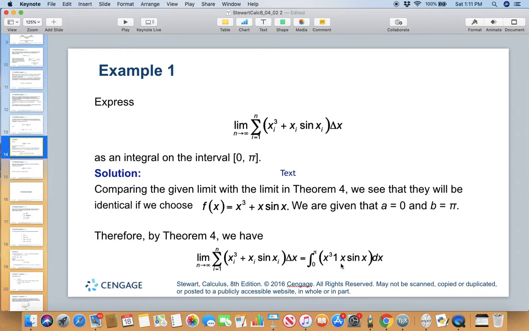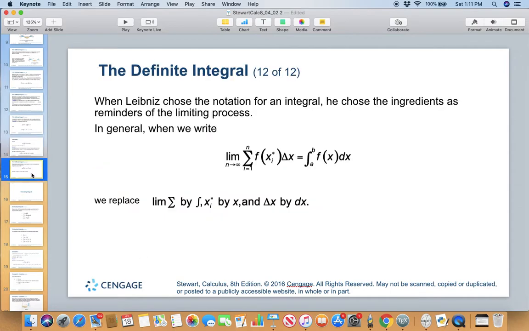Do note, I'm unable to fix it on my slide, but if you have a printout or something, this should be a plus, not a 1. It should be a plus.